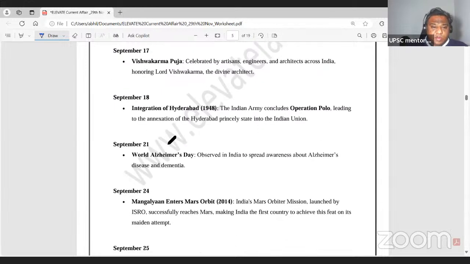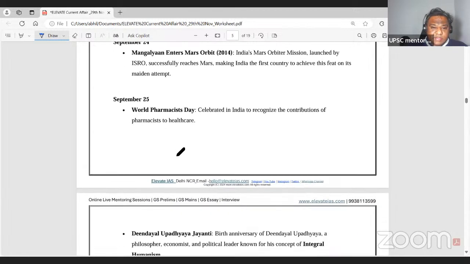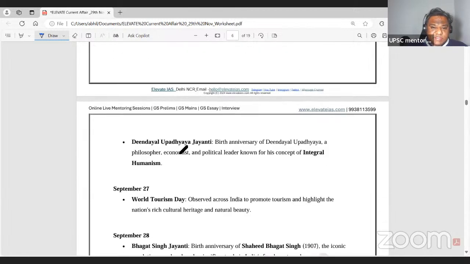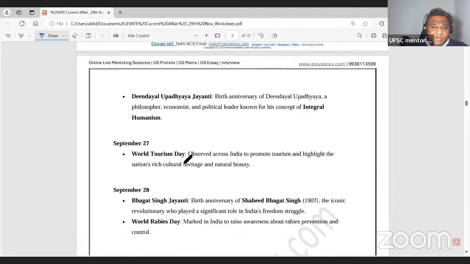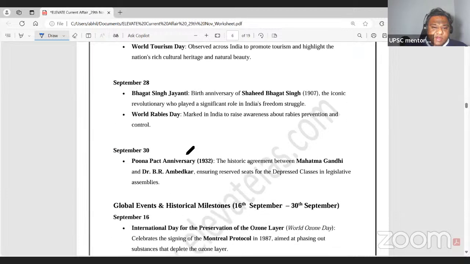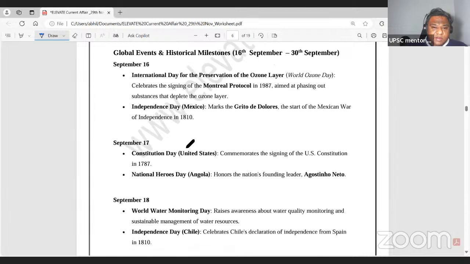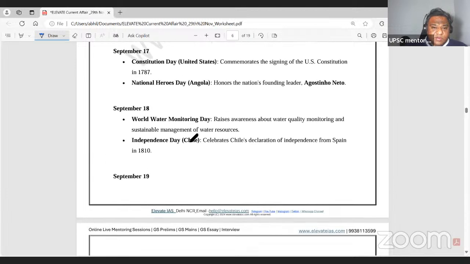18, we set up Operation Polo. September 21 is World Alzheimer's Day. 24, Mangalyaan; 25, World Pharmacist Day, Deen Dayal Upadhyaya Jayanti, World Tourism Day. Bhagat Singh Jayanti, World Rabies Day. Poona Pact's anniversary. Global events are Independence Day of Mexico, Constitution Day, National Heroes Day, World Water Monitoring Day.